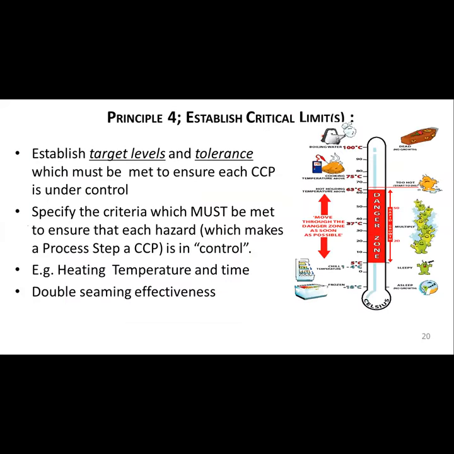Fourth, we have now decided which hazards are controlled by PRP, OPRP, and CCP. Then we have to establish target levels and tolerances which must be met to ensure each CCP is under control. Specify the criteria which must be met to ensure that each hazard which makes a process step a CCP is in control. Example: heating temperature and time, double seaming effectiveness, etc.